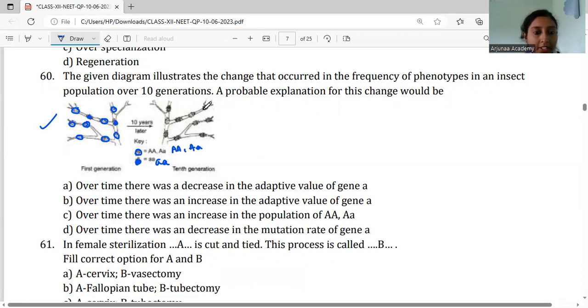If we see after 10 generations, what has happened? The small a generation has increased. See how many there are? Almost all the population is small a, right? And the capital A capital A and capital A small a population has gradually reduced. So what does that mean? The adaptive value of gene a has increased, so the small a individuals are able to survive and increase their population. Here nature is selecting the small a gene. So it is answer B.